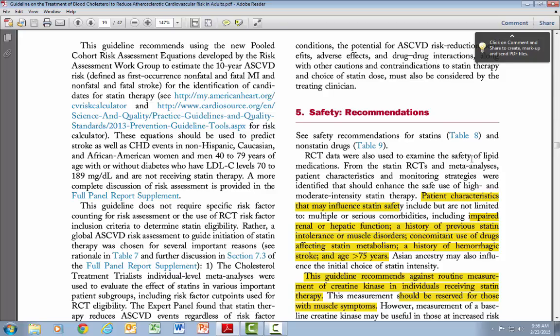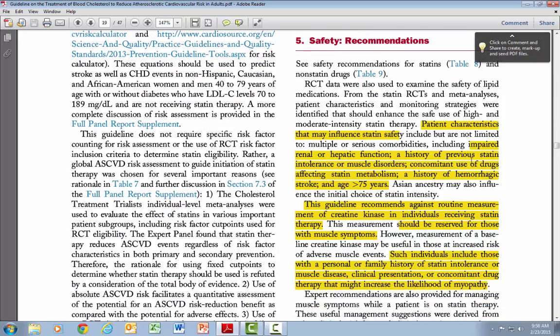Now, the safety considerations, you know them already from the ATP3 guideline: impaired renal or hepatic function. Those are contraindications. Also any history of prior intolerance to statin or any myopathy, any concomitant use of drugs that could affect liver metabolism and first pass effect, any history of hemorrhagic stroke, or age more than 75 years. You must decrease the dose in patients more than 75 years of age because they already have a decline in kidney and liver function. But for the rest, it's an absolute contraindication.